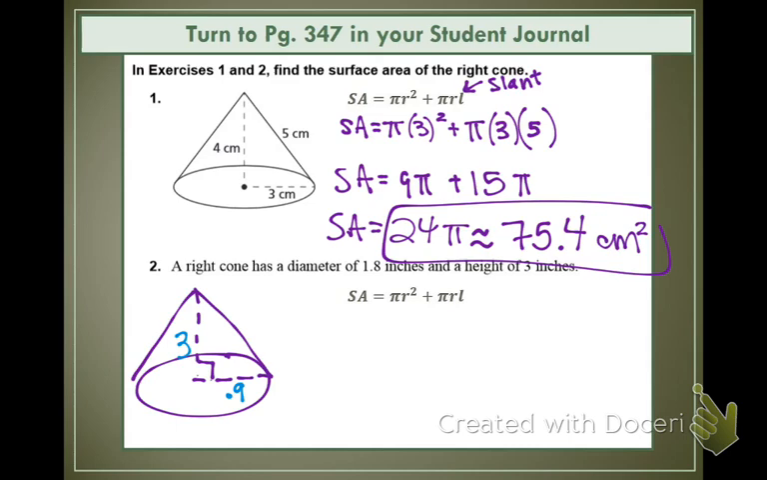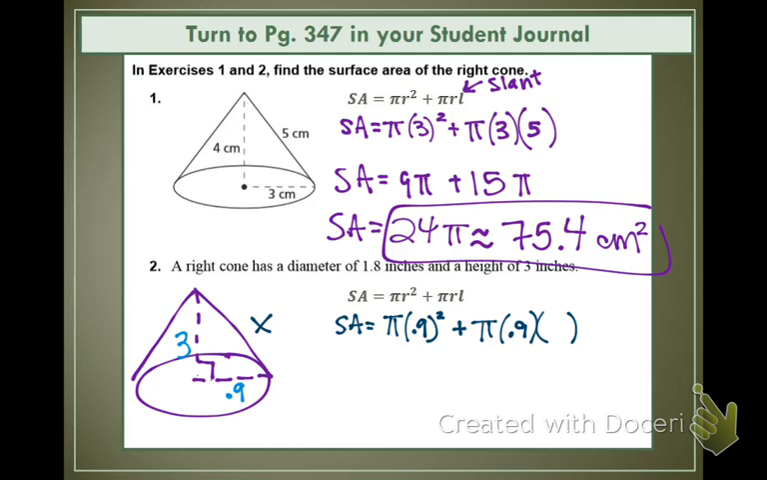Here's what I want you to notice. Surface area equals pi times the radius, which we know is 0.9, squared, so we have no problem there. Plus pi times the radius, no problem there. Times the slant height. We have an issue. You don't know it. So put an X, you can put X if you want.